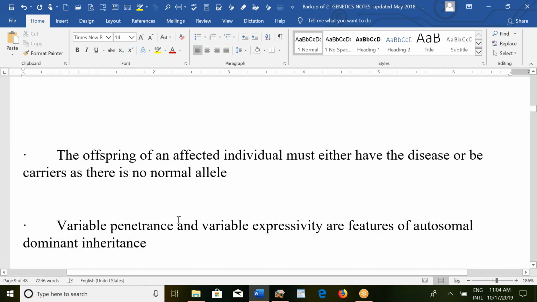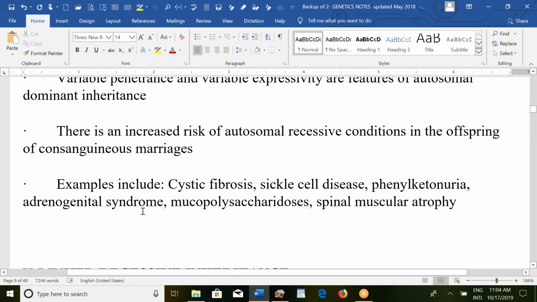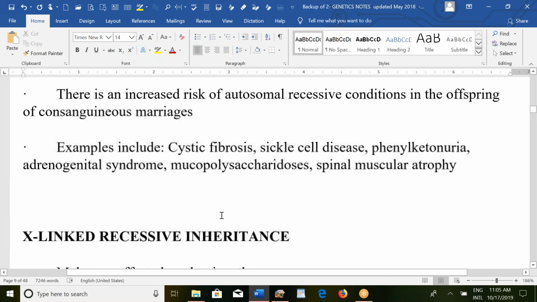Why will carriers not be affected? Because they need two copies of the same gene to display the trait. The offspring of an affected individual must either have the disease or be carriers, as there is no normal allele. Variable penetrance and variable expressivity are features of autosomal dominant inheritance. There is an increased risk of autosomal recessive conditions in the offspring of consanguineous marriages. Examples include, the most common example, cystic fibrosis, then sickle cell disease, phenylketonuria, adrenogenital syndrome, mucopolysaccharidosis, and spinal muscular atrophy.